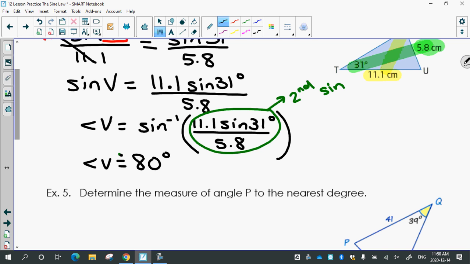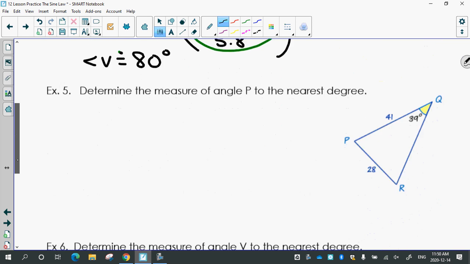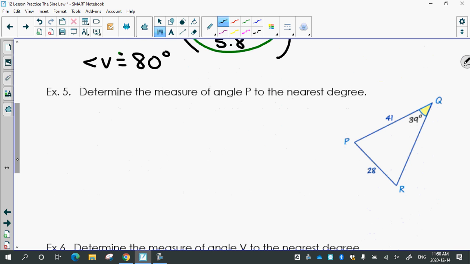Okay, next question. Determine the measure of angle P to the nearest degree. So I would start off. We're trying to find angle P, but I don't know angle P or sine P. That's not good. That means I cannot use the sine law directly to find angle P. You see that? Because I don't have one or the other. Everybody good there?